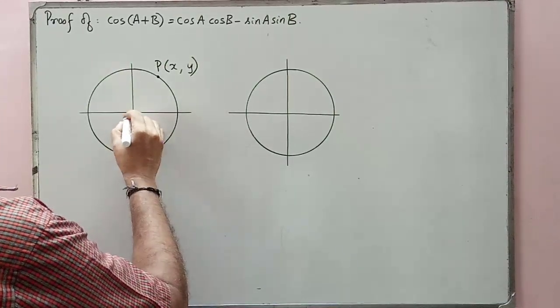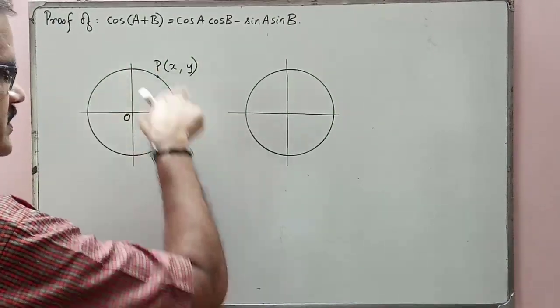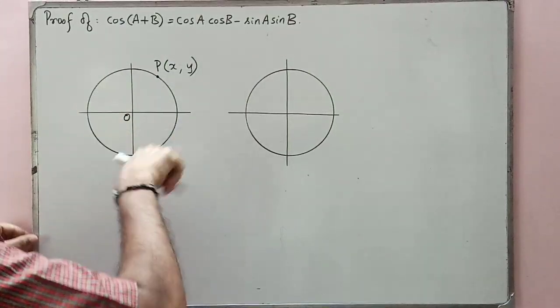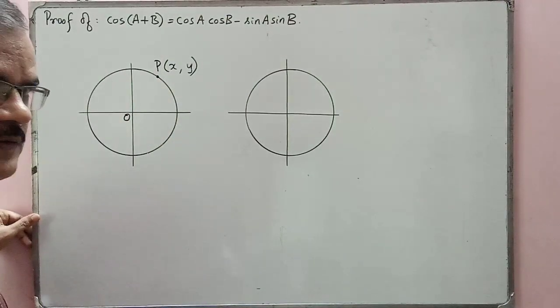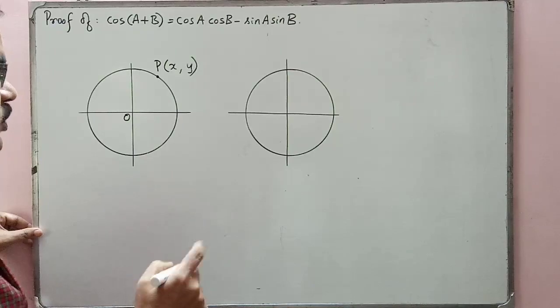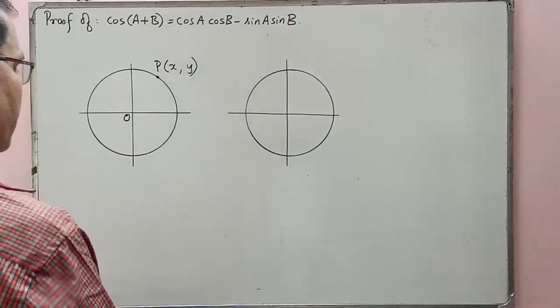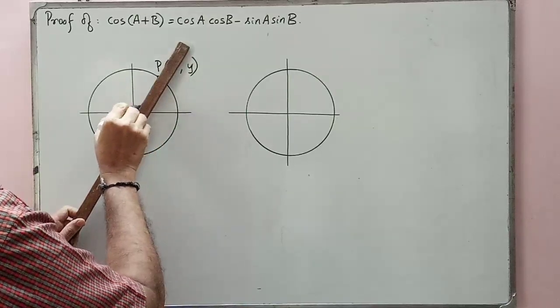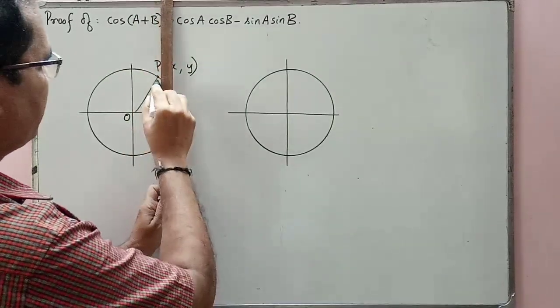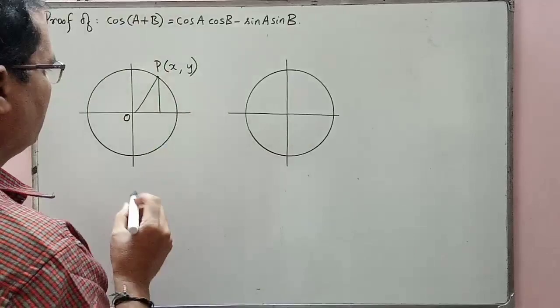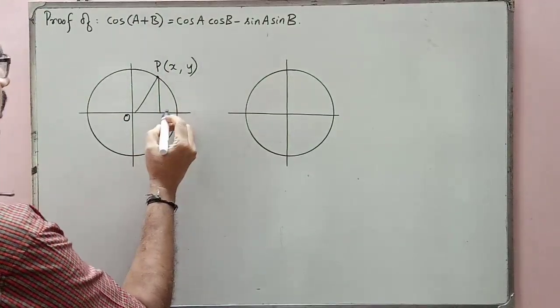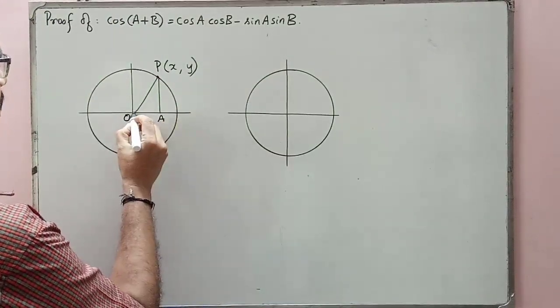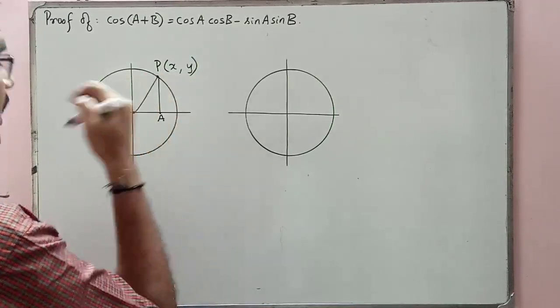Now, we know this is the origin. I have taken a point on the unit circle. Children, the unit circle is referred to like that because the radius is always equal to 1. Now, let us join O and P using a dotted line. And we'll draw a perpendicular from P, and we'll mark it as A.